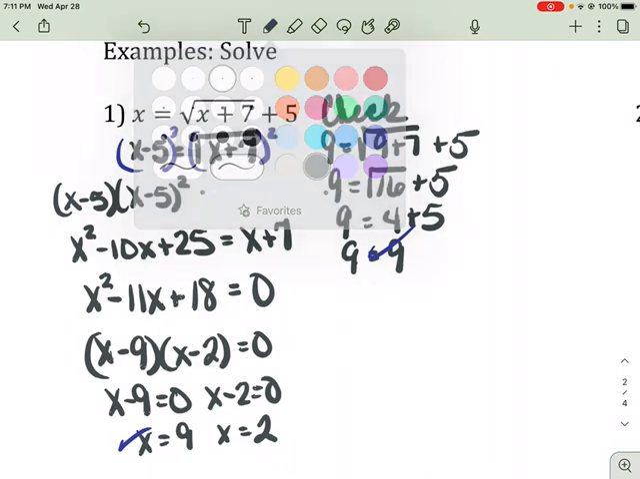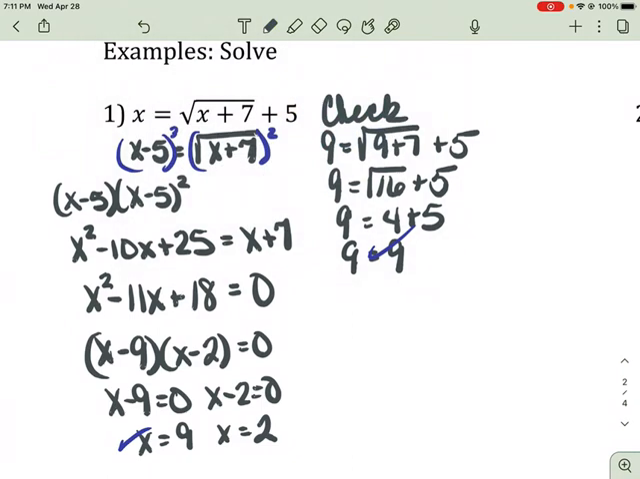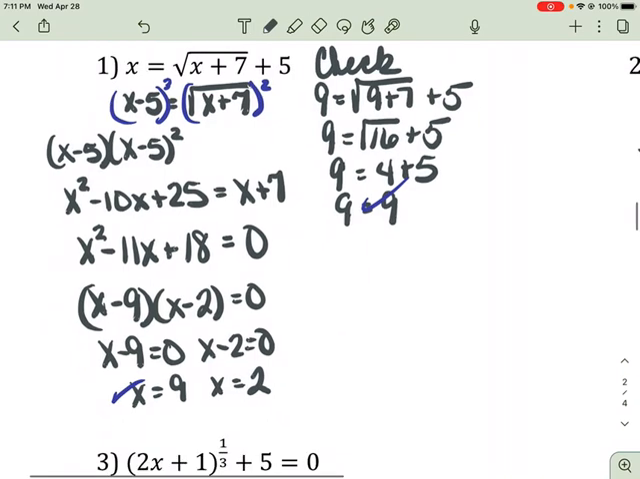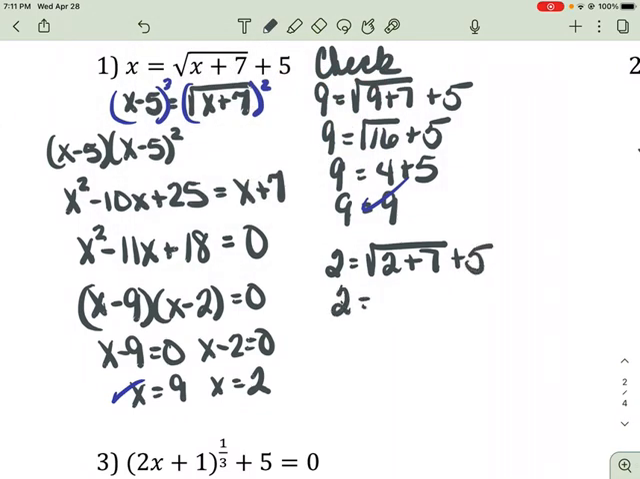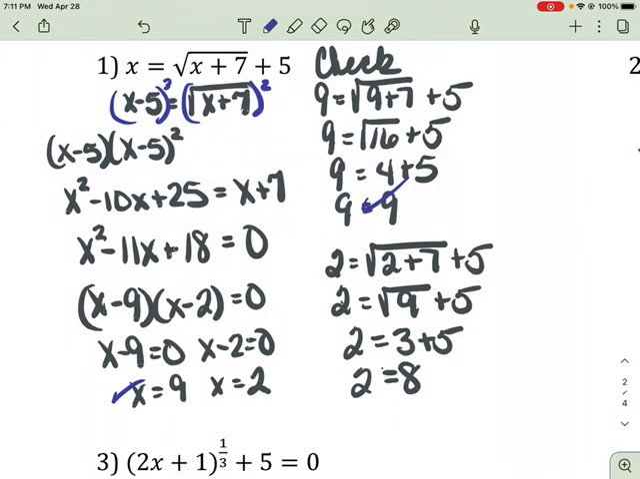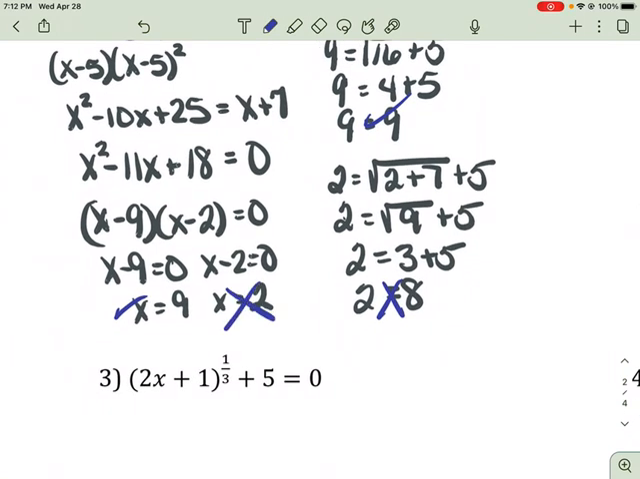So it looks like 9 is a good solution. Now just because 9 works doesn't necessarily mean 2 does not. It depends on the nature of the problem. So now I'm going to check 2. Oops, that's plus 5. All right, so I get 2 equals the square root of 9 plus 5. 2 equals 3? I don't think this is looking good. 2 equals 8? Nope. That's not true. So that means 2 is not a solution.